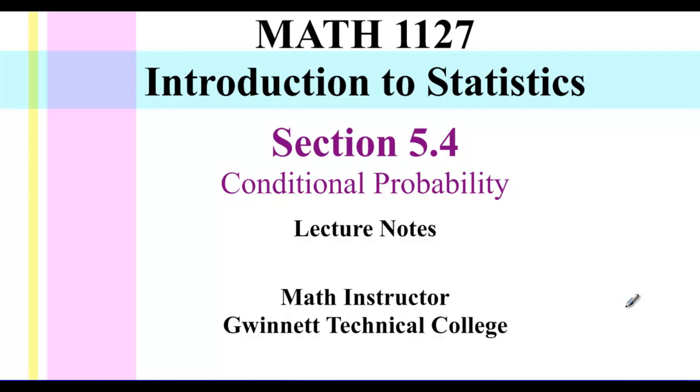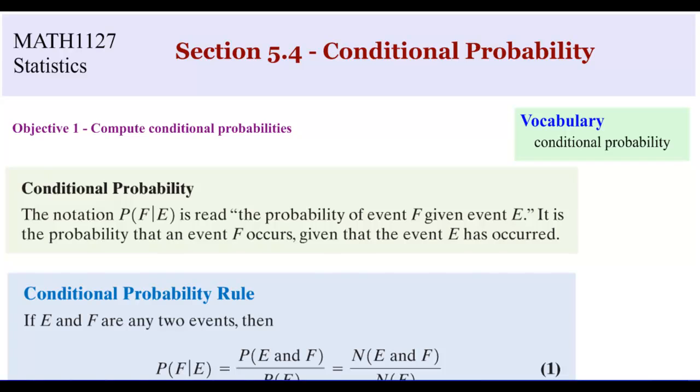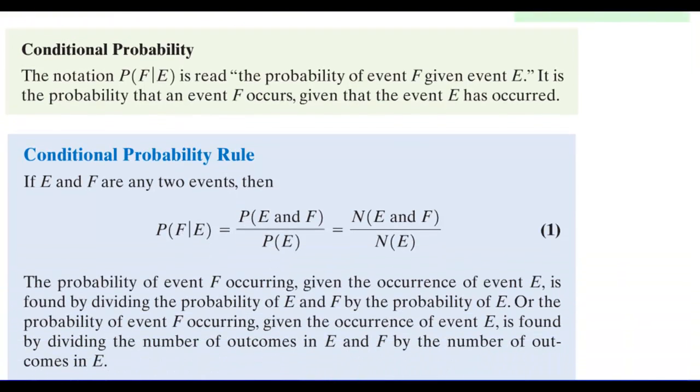All right, so for 5.4, we're going to talk about conditional probability. So conditional probability, the probability of F given E, is the probability that F occurs given that the event E has occurred. Things like this might be, what's the probability that somebody we pick is divorced given that we have picked a woman? I believe that was an example from one of our other sections.